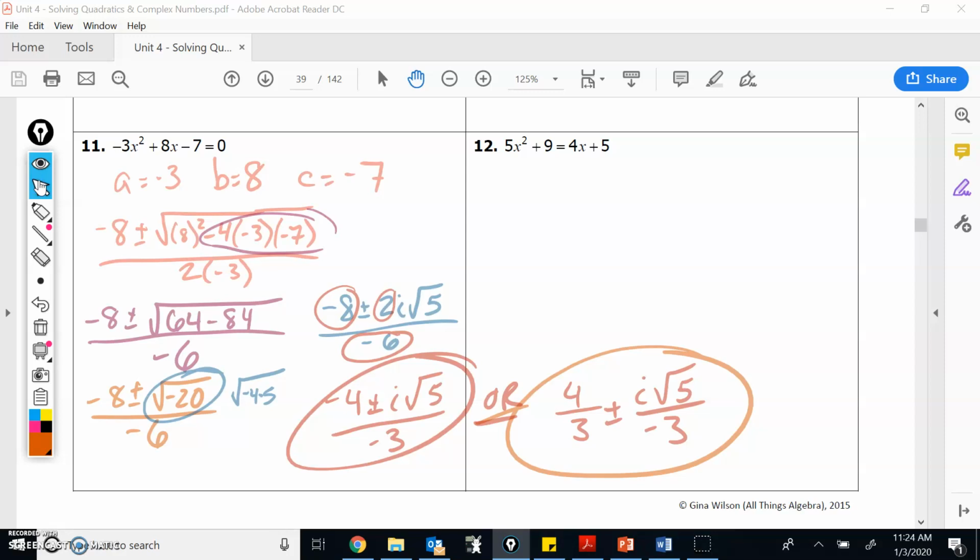Let me know what questions you have on using the quadratic formula. Again, it's plugging in the numbers, writing them in standard form, simplifying your radical, whether it's irrational, perfect, or imaginary, and then don't forget the plus minus.